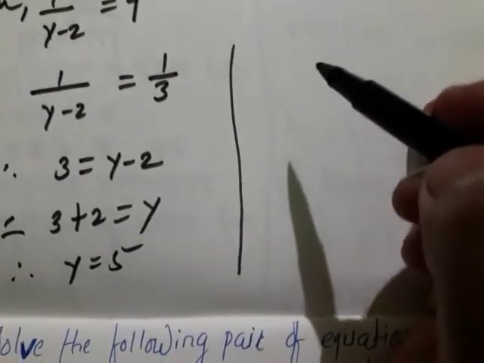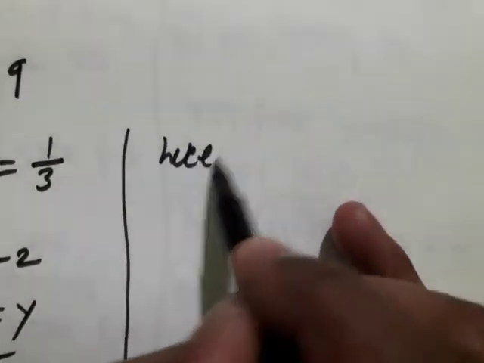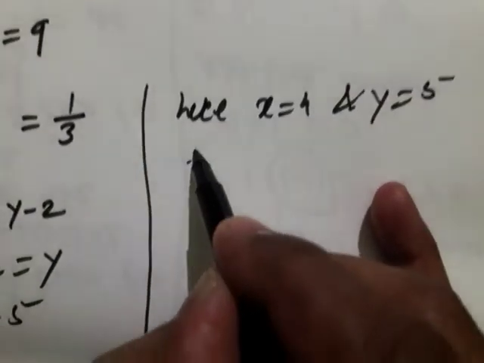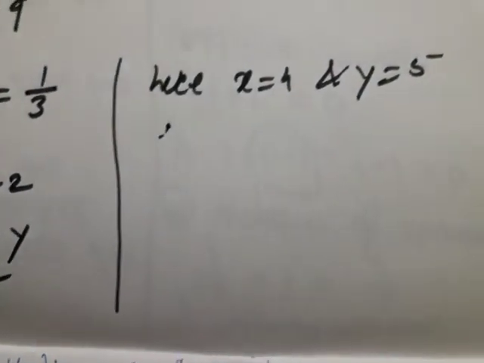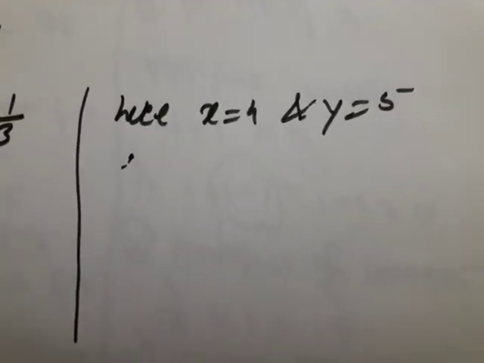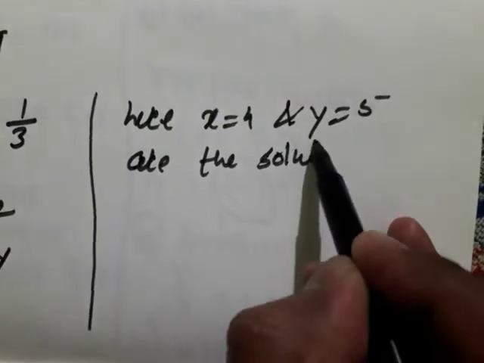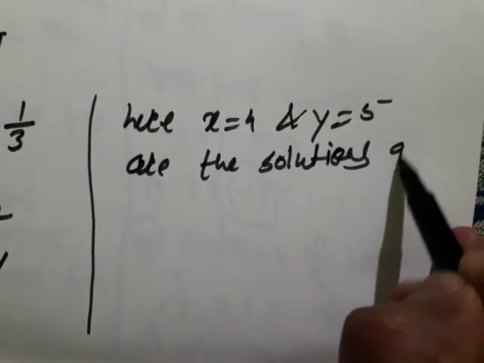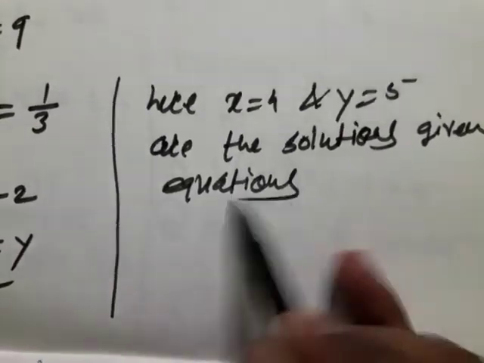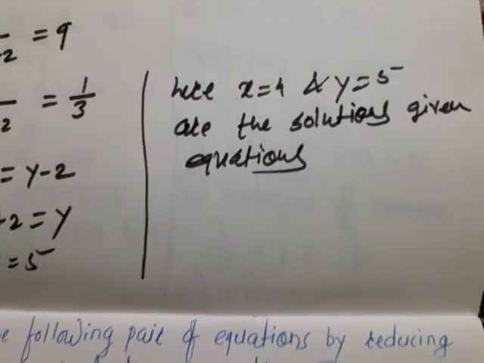I will show you how to write the final answer. We have to write the final answer here. Look here, x is equal to 4 and y is equal to 5. Got an idea of what I have written? x is equal to 4 and y is equal to 5 are the solutions of given equations.